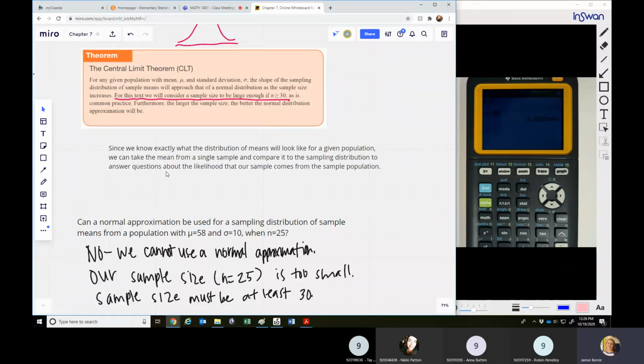So this is another reason why the central limit theorem is so important. The central limit theorem tells us what the distribution of means is going to look like. It tells us it's going to look like a normal distribution. So since we know that the distribution of means is going to look like a normal distribution, and we know so much about the normal distribution, it allows us to answer questions about the likelihood that our sample comes from the sample population. Those type of questions will be the type of thing that we do when we get to Chapter 8 and Chapter 10. For now, we'll just be learning more and more about the central limit theorem. In Chapter 7, that is.